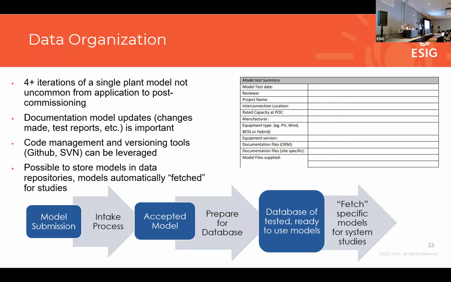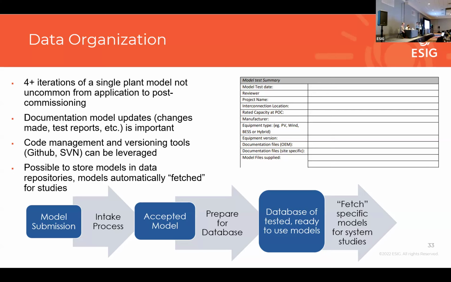Okay, one note on data organization, and this fits in a little bit with what Matt was talking about in terms of firmware versions and understanding what changes are made to the model when. It's totally not uncommon to have 4+ iterations of a single plant model as it goes from the interconnection phase to the post-commissioning phase. Sometimes there's more versions than that, depending how many changes are required for that model. And so it's very important to be very organized with your data.